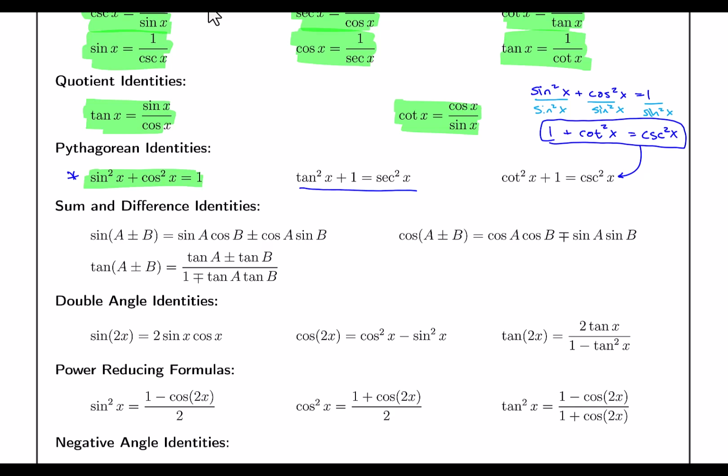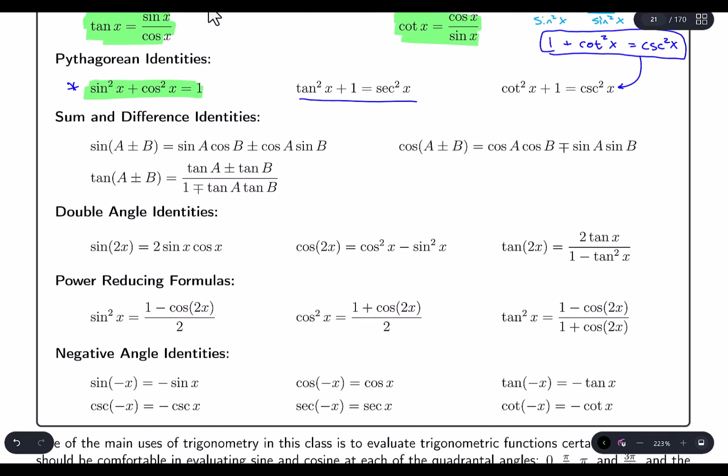So as long as you know the first one and you know your reciprocal identities and your quotient identities, you can come up with the other two, no problem. All right, sum and difference identities, I don't think that you use enough in calculus that you have to really make sure you have those memorized. Good to know where to find them if it's necessary, but I'm not really certain that it's necessary to have them memorized.